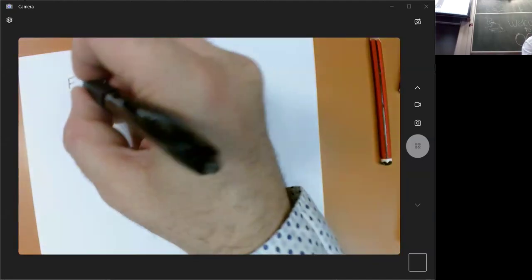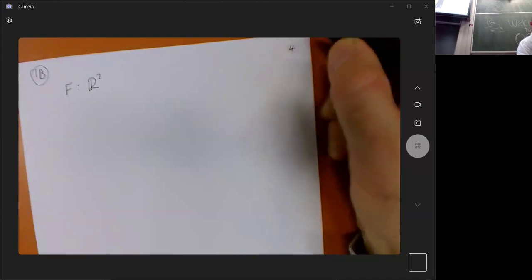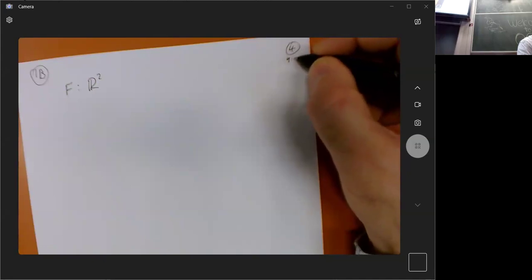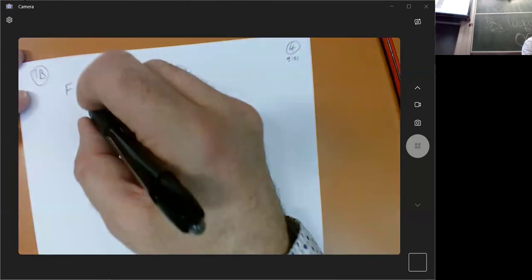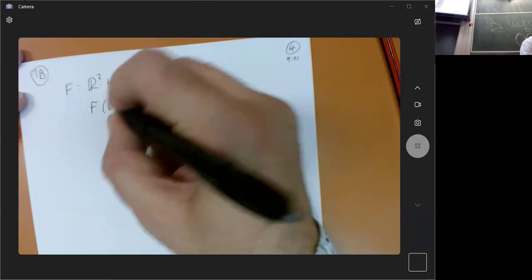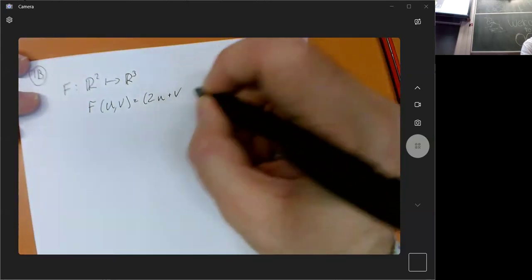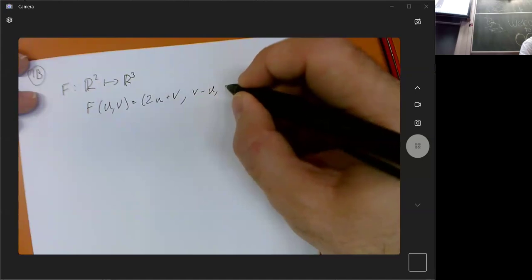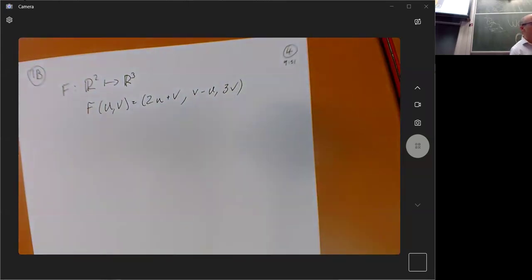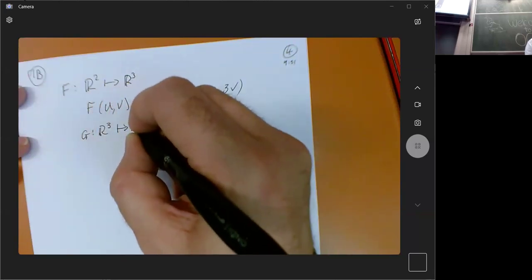an F, which is going to take R2, so they've actually done, they're going to do wonderful things. And so F of U and V is equal to, I don't know, what do we think our linear transformation should do? 2U plus V. So I have to have 3 components, V minus U, and I don't know, 3V. That'll do. That looks like a thing. So it's similar, but not the same as. G is going to take 3 to go to 2.